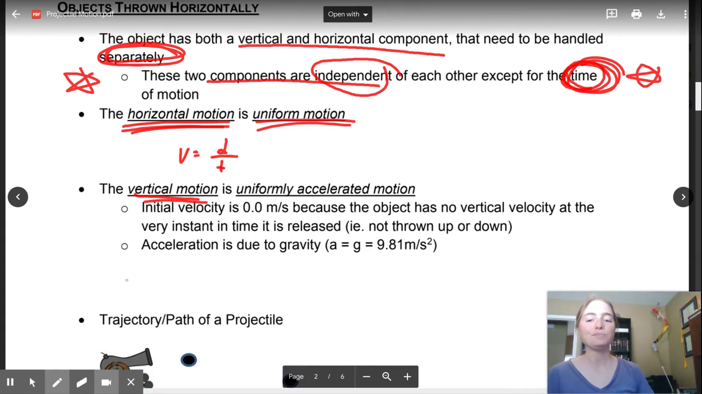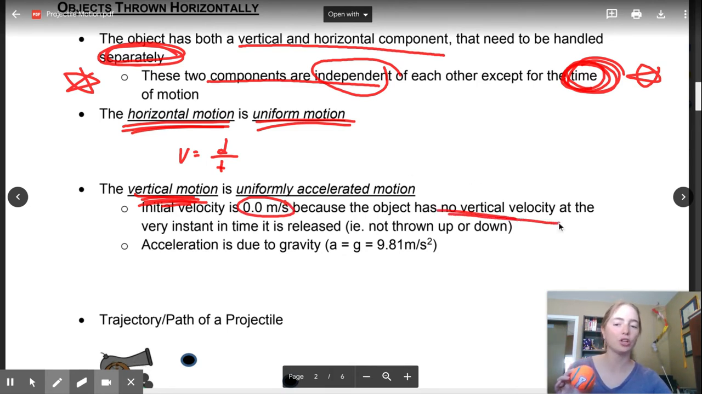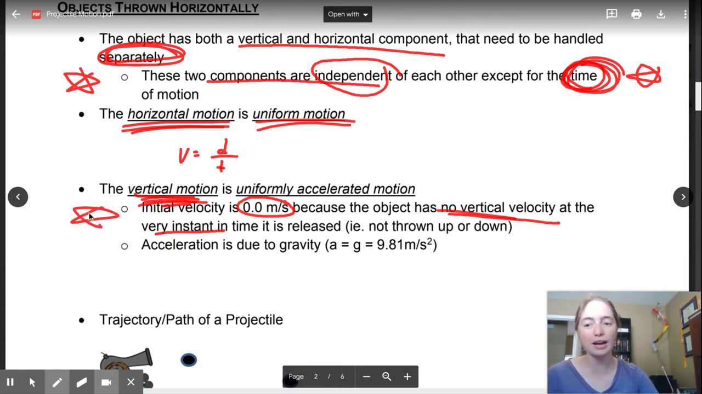Now, when an object is thrown horizontally, and this is horizontal only, our VI on the vertical is going to be 0 because it has no vertical velocity at the very instant it's released. Notice I'm not throwing it up or down. I'm just throwing it sideways. So the moment I let go of this, all of the velocity is going this way. There is nothing up and down yet, until it gets accelerating. So that is important.